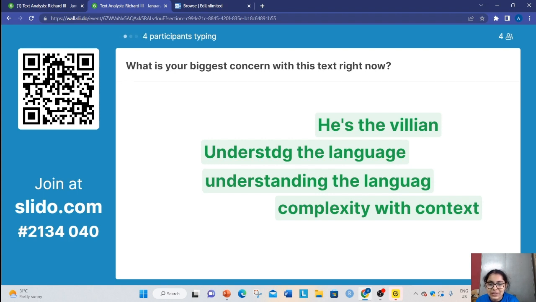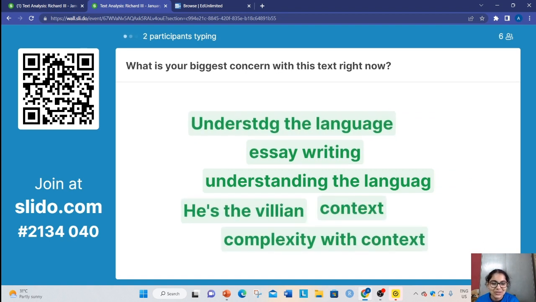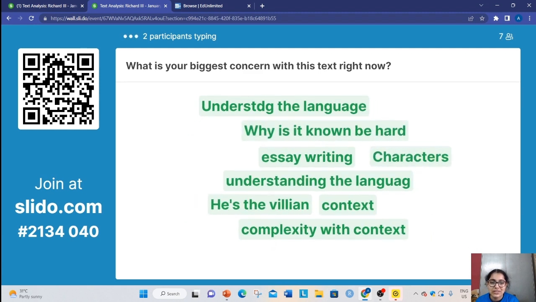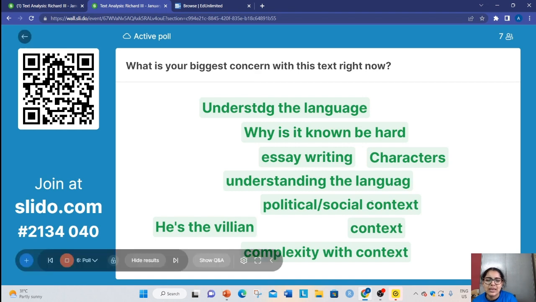There is a word limit, so don't worry if your spelling is cut off and you have to shortcut it. That's all good. Essay writing, yes, essay writing is big here too. Context, we'll be focusing on the context. Why is it known to be hard? It's not known to be hard, but I think with all Shakespearean plays, there's that inherent complexity with the characters and the plot and the language. Characters, yes, political, social context, yeah. The context is really fun, and you'll find that as we get into it.